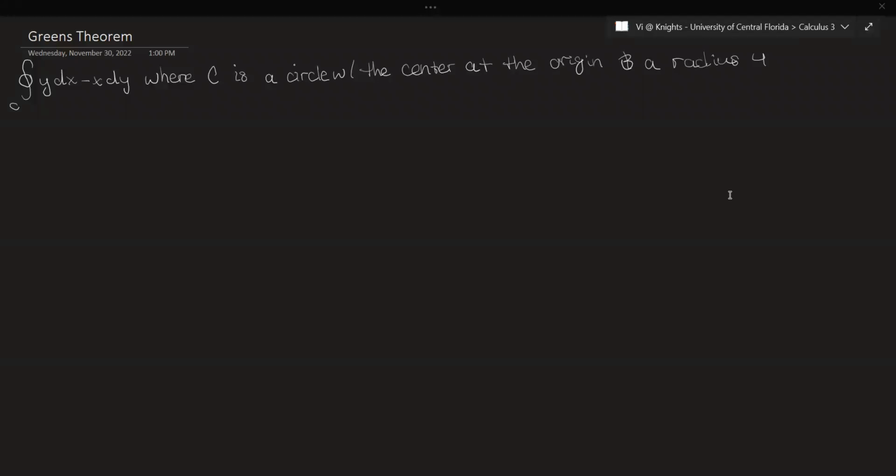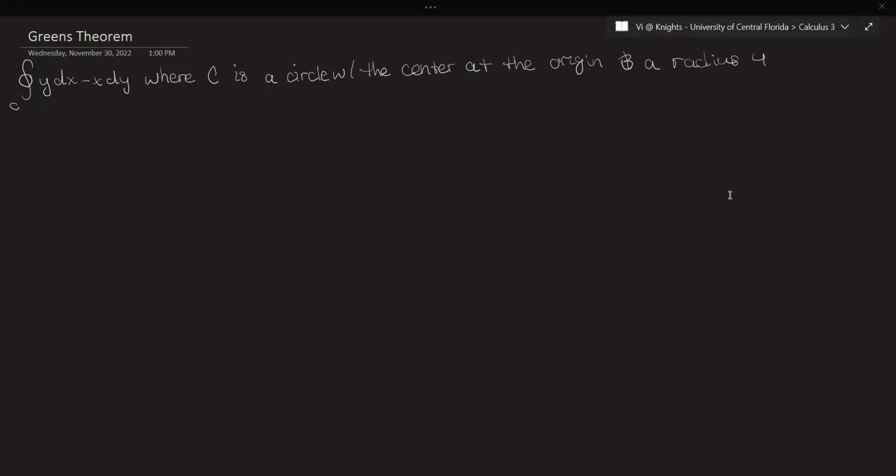Hi everyone, so today I'm going to be discussing Green's theorem. So we have a problem here and it shows the integral of y dx minus x dy, where C is a circle with the center at the origin and a radius 4. So we can go ahead and solve this the normal way, not applying Green's theorem.